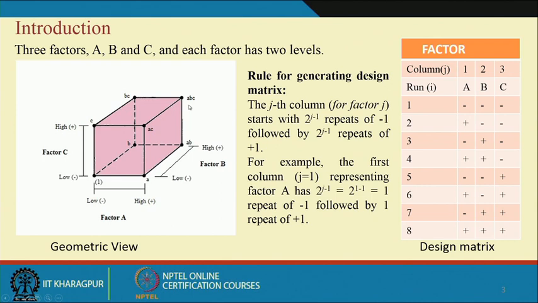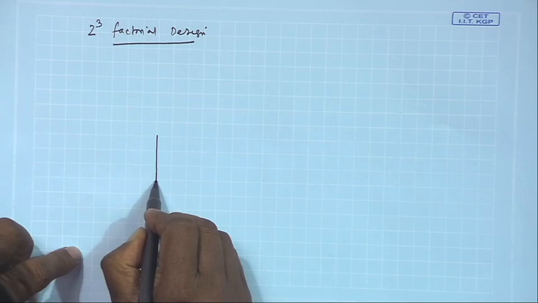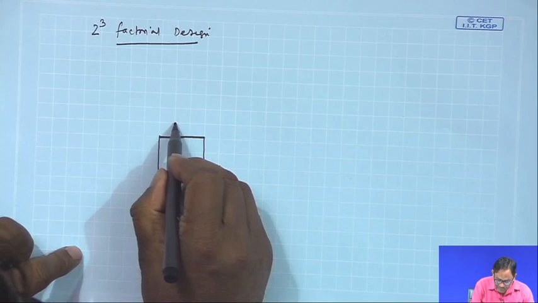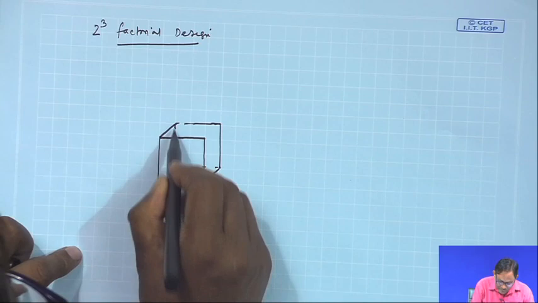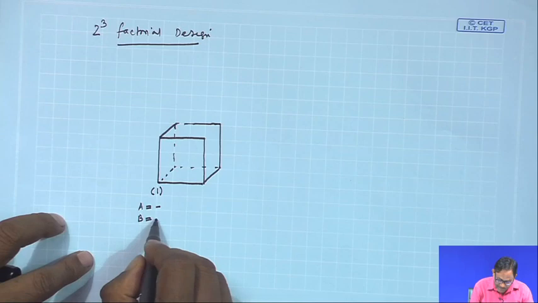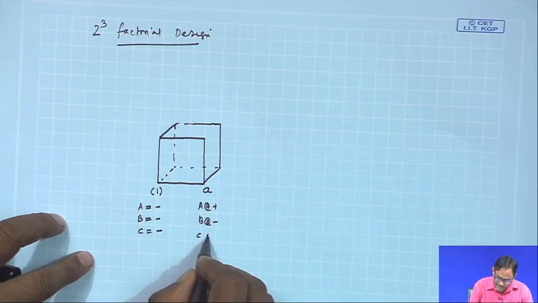So, how are you drawing? First, you just think that this axis is C, this axis is A, and there is another axis. This one is 1, that means A minus, B minus, C minus, low level. This is your A, means A at plus, B at minus, C at minus.